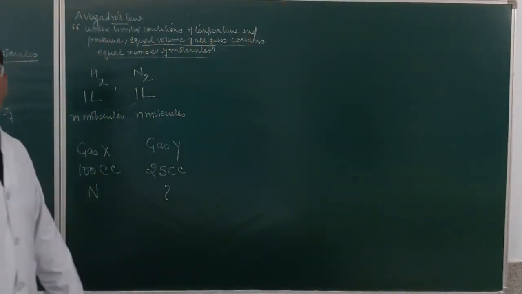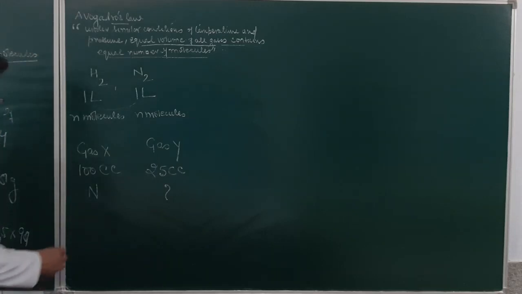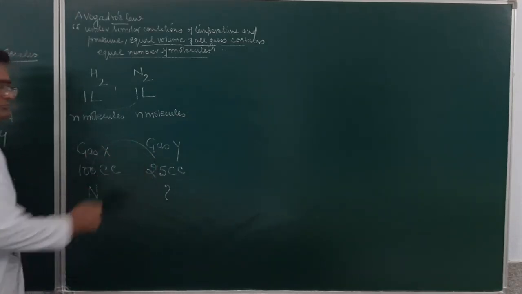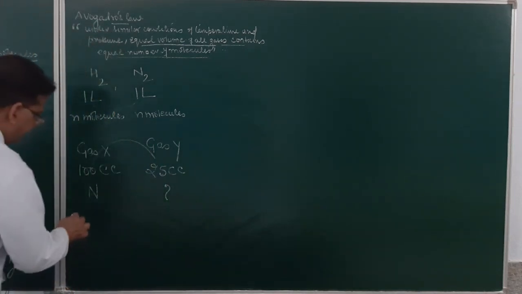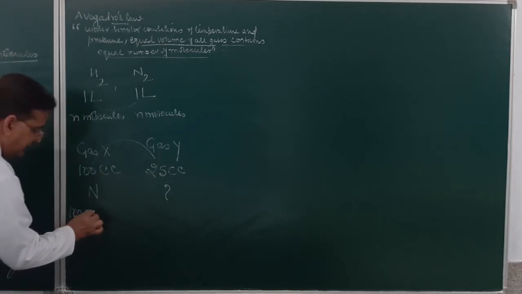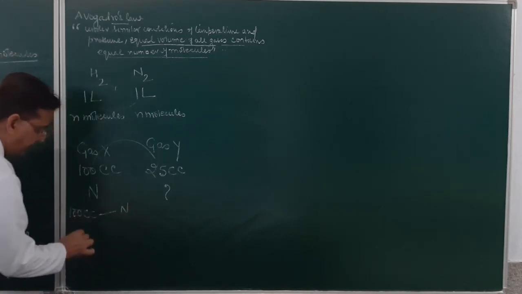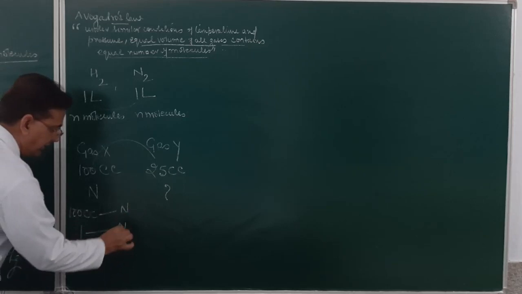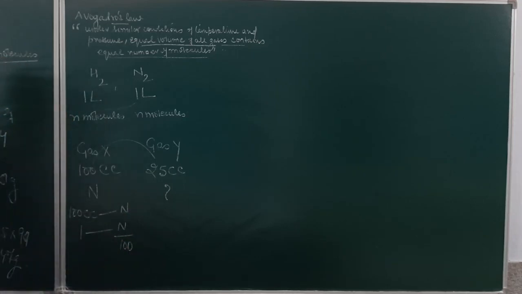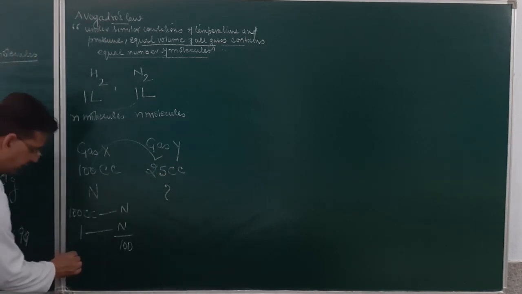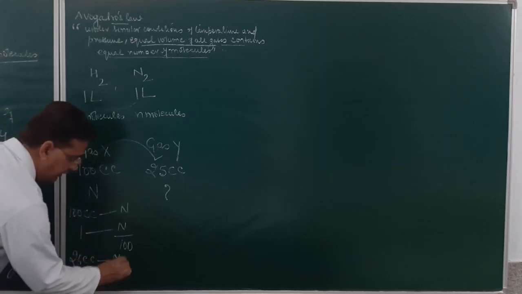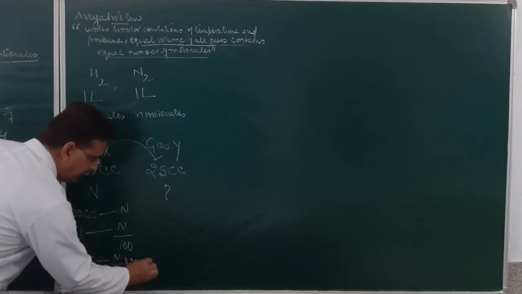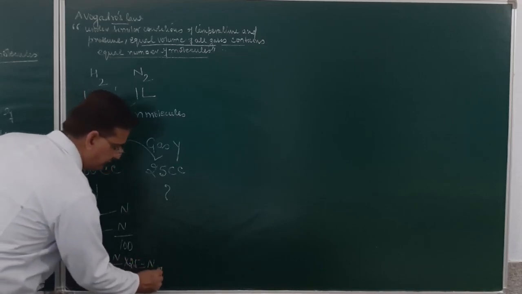So how will we solve this? By applying Avogadro's law. We will make the volumes equal, and when the volume becomes equal, the number of molecules will also be same. So how will I solve this? 100 cc of this gas contains how many molecules? n. 1 cc will contain how many molecules? n upon 100. If you take 25 cc by making the volume equal, how many molecules will it contain? n upon 100 into 25. We solve it up, it will come to be equal to n upon 4 molecules.